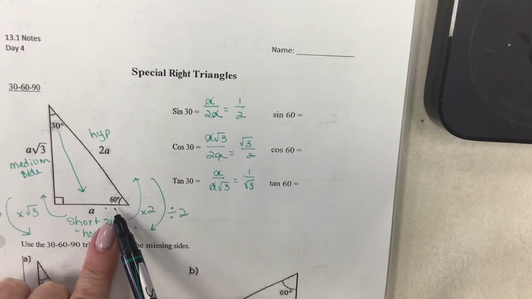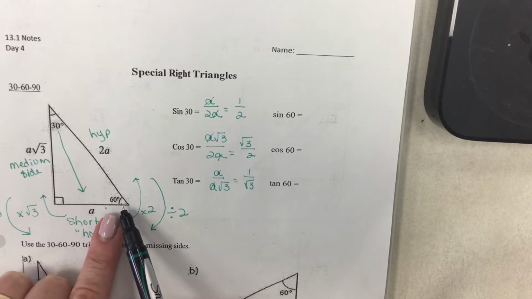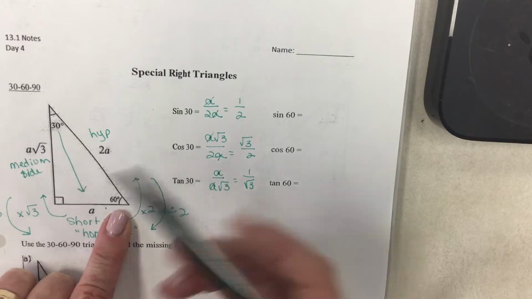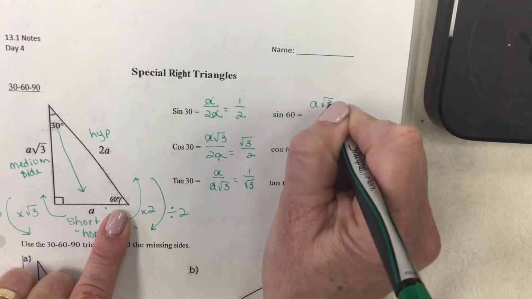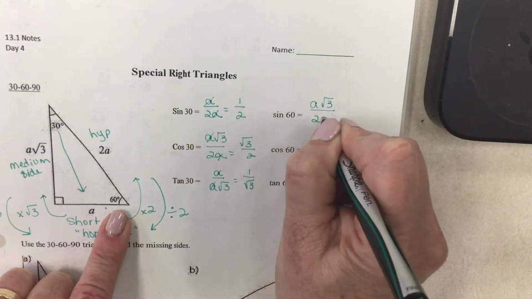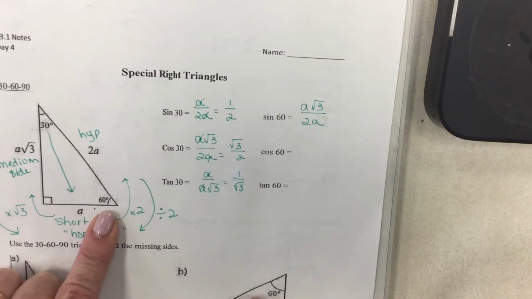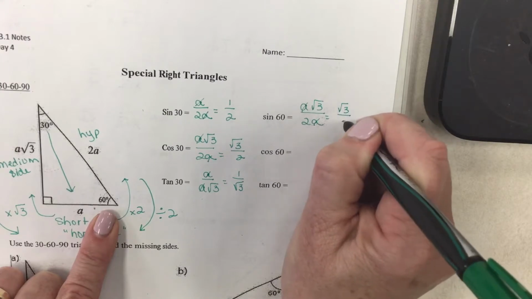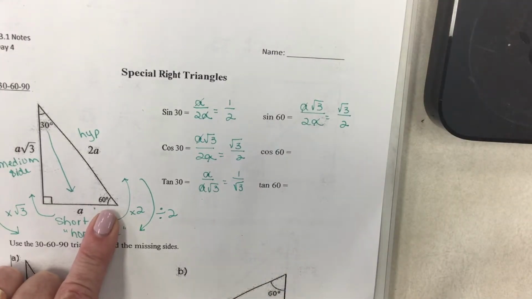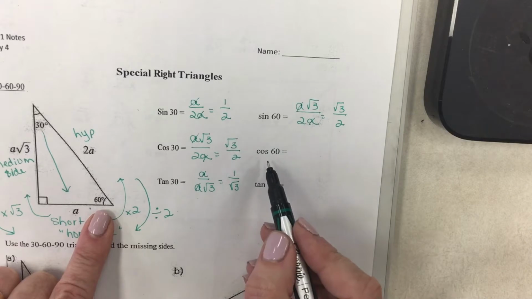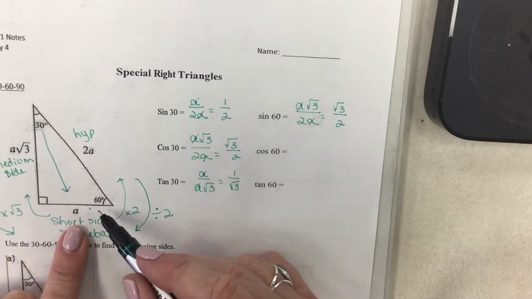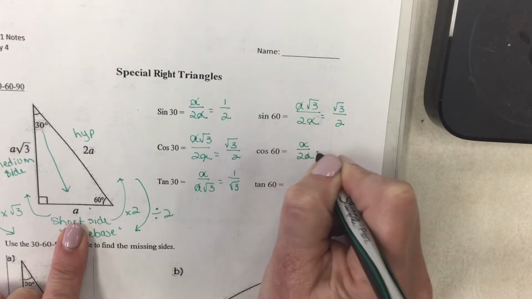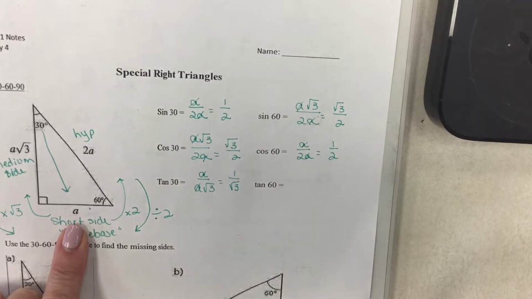So my opposites and adjacents are going to switch, because now I'm looking in terms of 60 degrees. So opposite of 60 is a square root of 3. Hypotenuse stays the same for everything for that particular triangle. My a's cancel, and I'm left with square root of 3 over 2. Cosine is adjacent, so adjacent's my short side, over hypotenuse. Cancel, cancel. I'm left with 1/2.